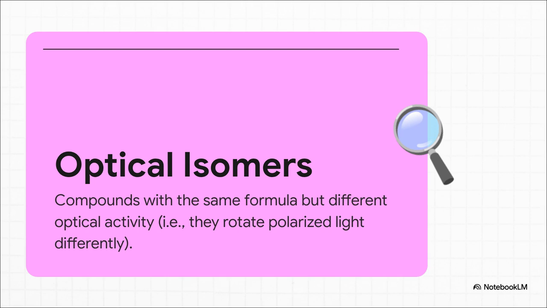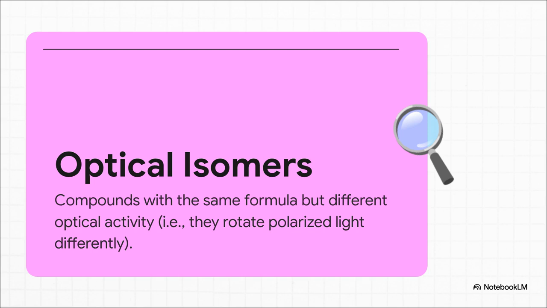And why do they do this? Because they have a chiral center. This creates 2 versions of the molecule, a left-handed version and a right-handed version. And here's the kicker. One hand will twist the light to the right, and its mirror image twin will twist it to the left by the exact same degree.